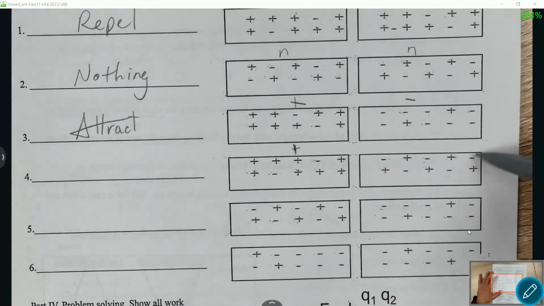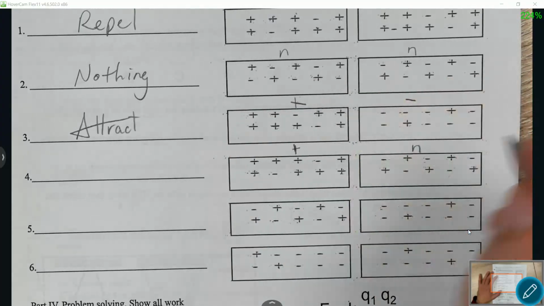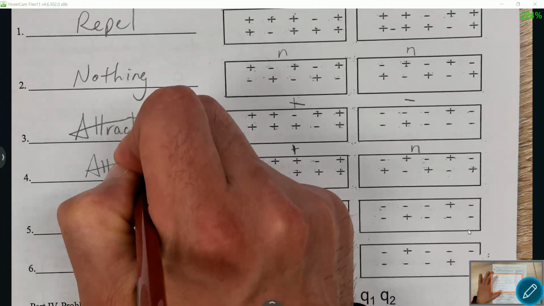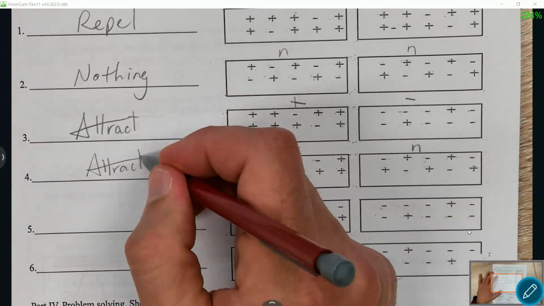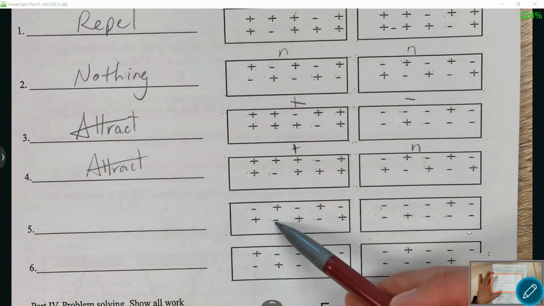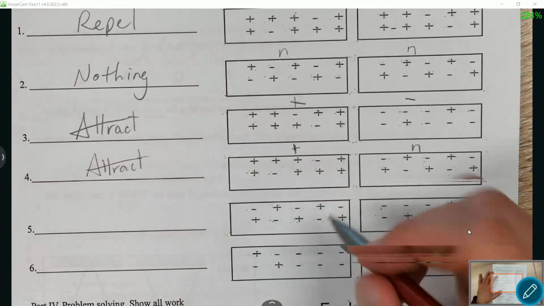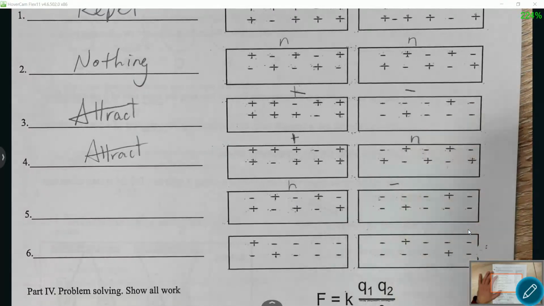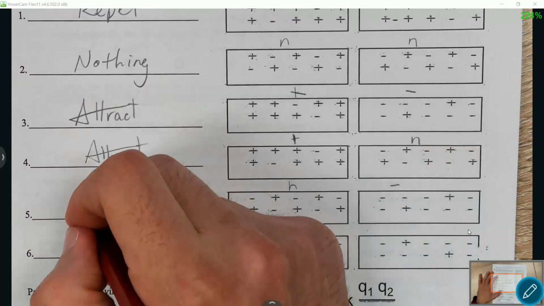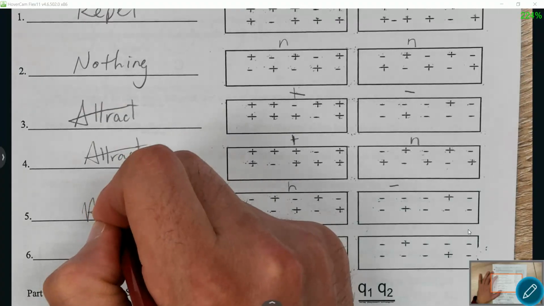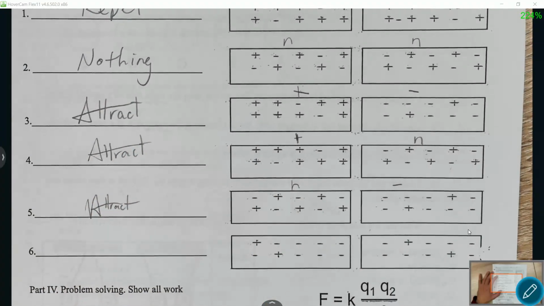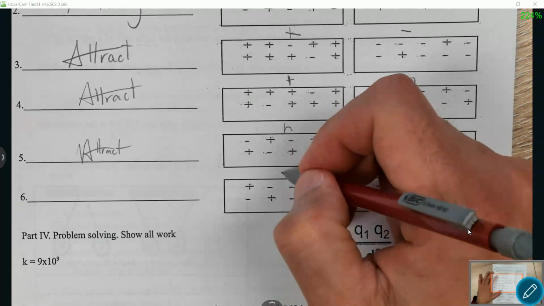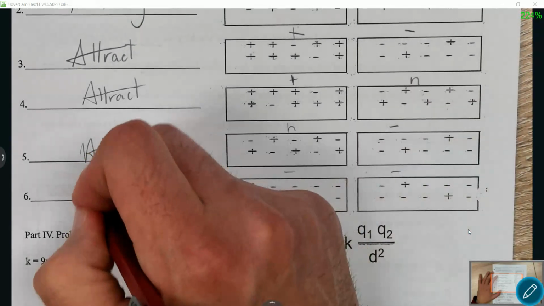And 1, 2, 3, 4. This one's neutral. Positive and neutral, what are they going to do? Positive and neutral. Yes, they attract. 1, 2, 3, 4, 5. So this one's neutral. Definitely, this one's more negative. Negative and neutral. Okay, they attract as well. And this one is definitely negative, and this one's negative as well. 2 negatives, what are they going to do? Repel.